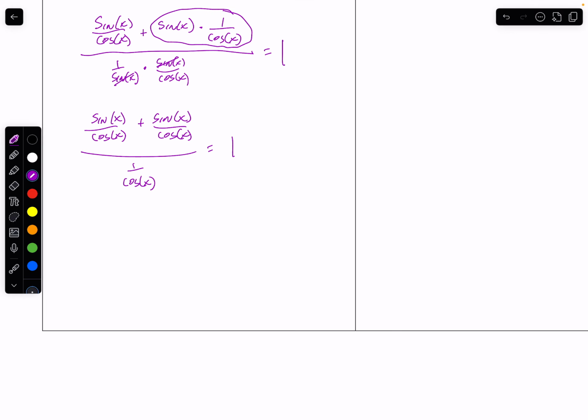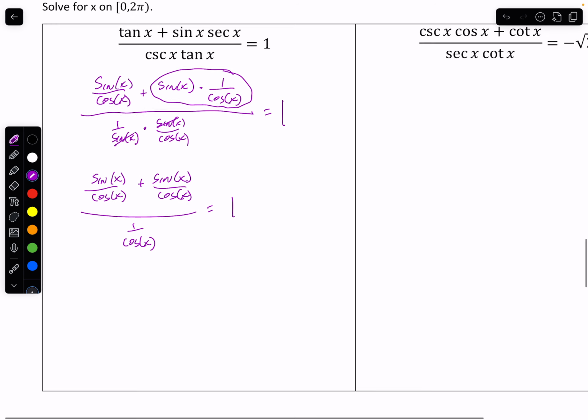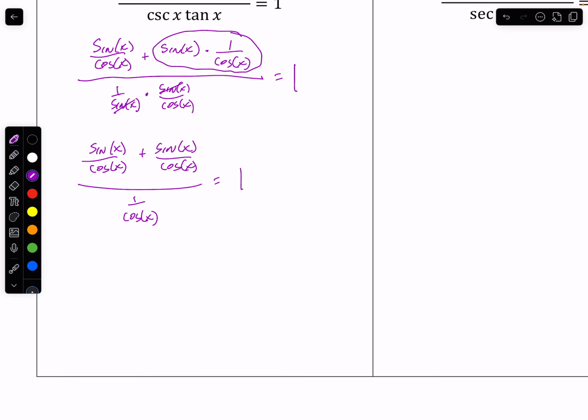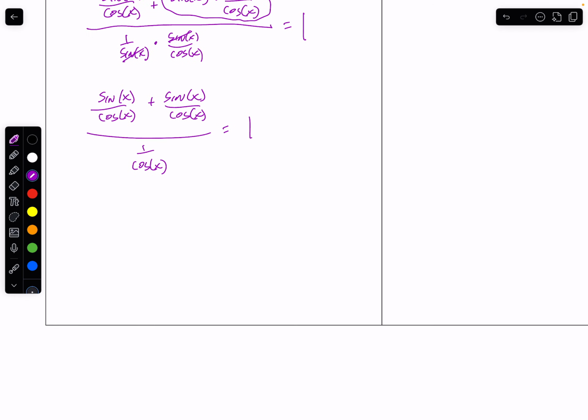Now let's see what happens on the top. I can add these together since they have the same denominator. Another thing you could do is call them both tangent, but I'm going to leave everything as sine and cosine for now. So if I add the tops, I have 2 sine of x over cosine of x, and it's over 1 over cosine of x.